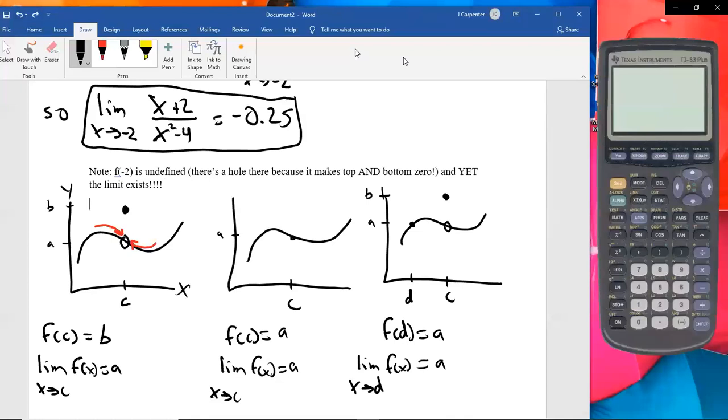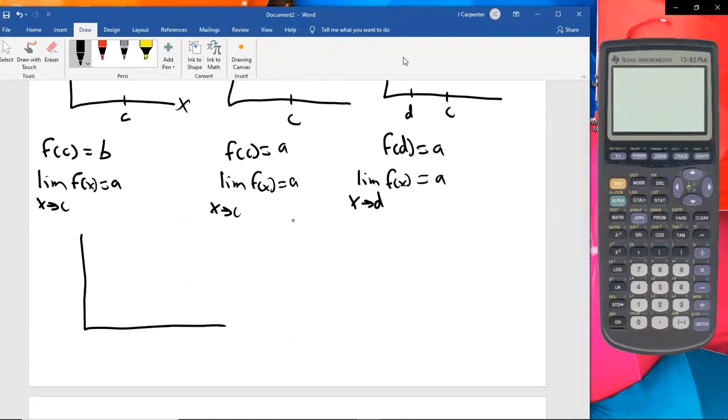Let's do another one of these. Let's do another piecewise defined function. Let's say we had a little curve and an open circle here, and then a closed circle here, and it was a line. Let's call this point C and these heights A and B again.